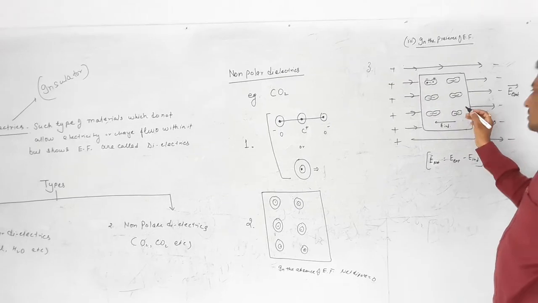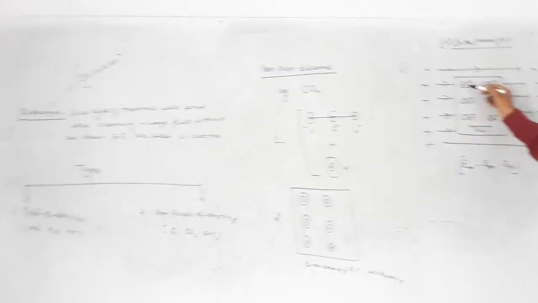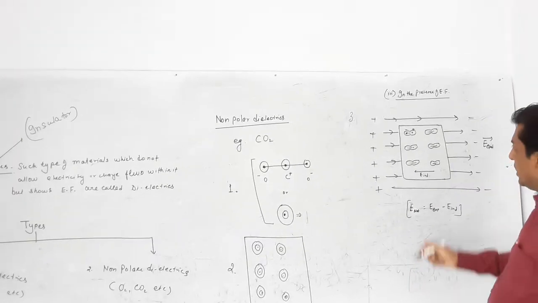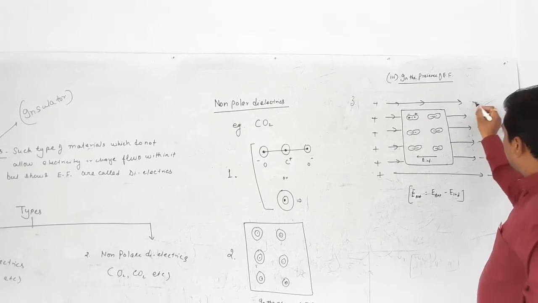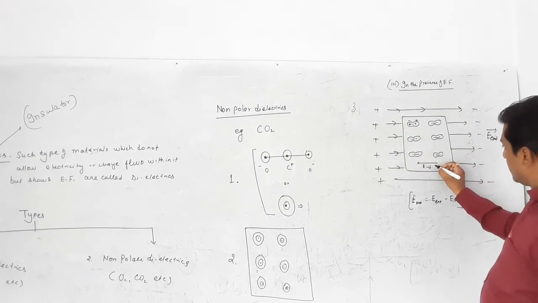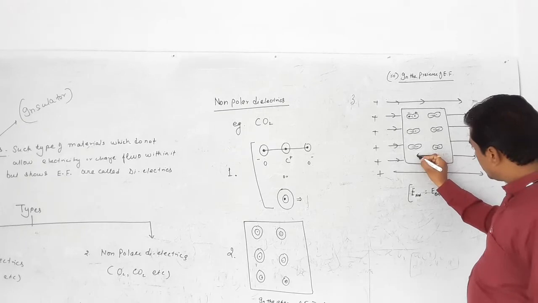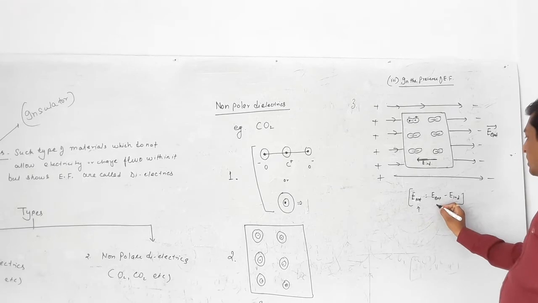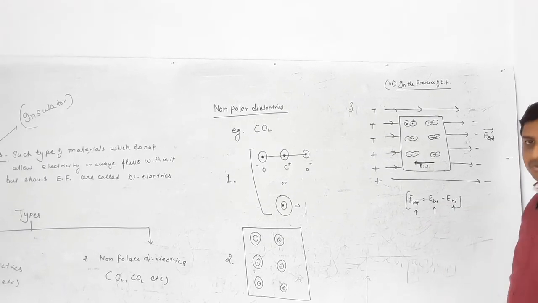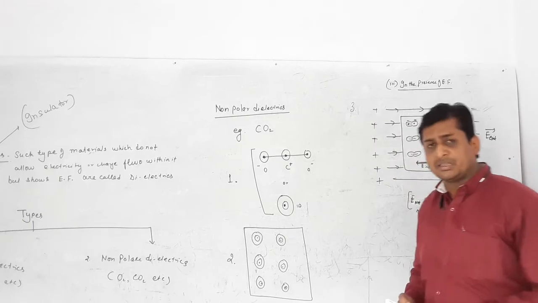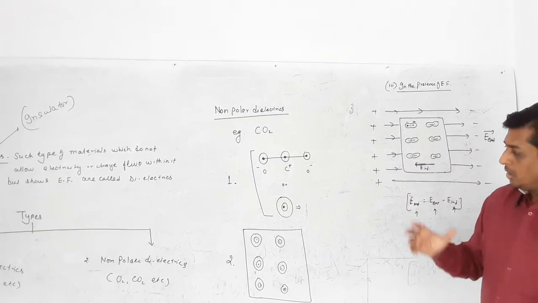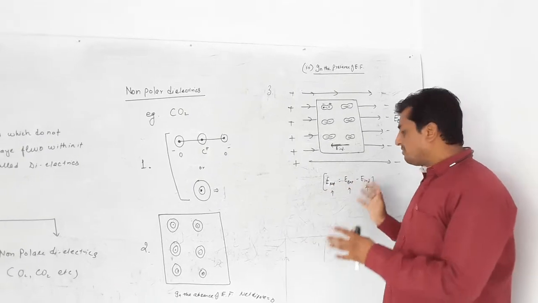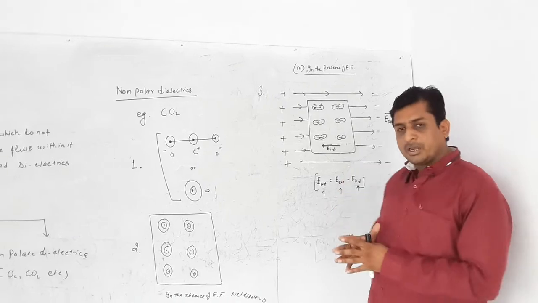And because a separation is created, each molecule starts to produce an electric dipole. And the direction of the electric dipole is the same as the direction of the external electric field. Hence, the induced electric field produced here will be opposite to the external. Due to that, the net electric field will be the external electric field minus the induced electric field. In this way, you find that whether the dielectric is polar or non-polar, in both cases, the net electric field is the difference of the external electric field and the induced electric field.